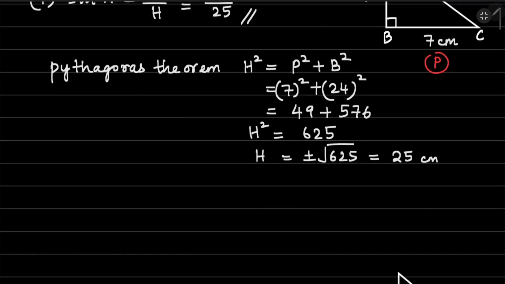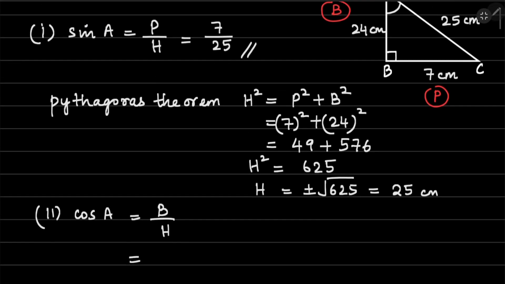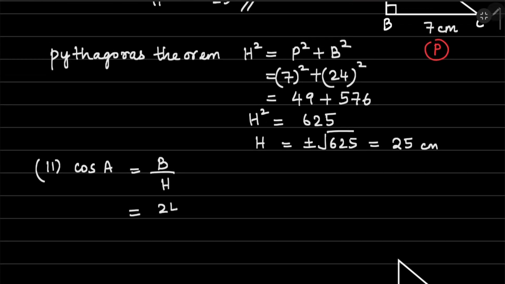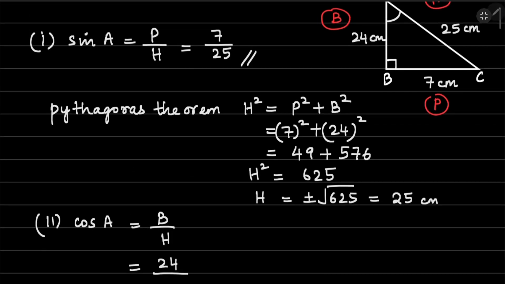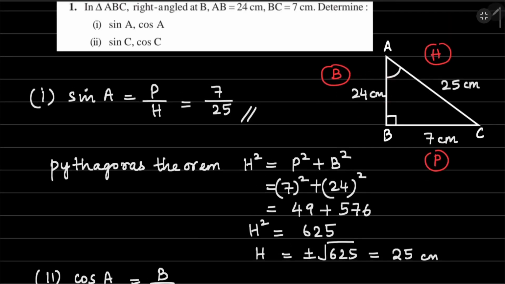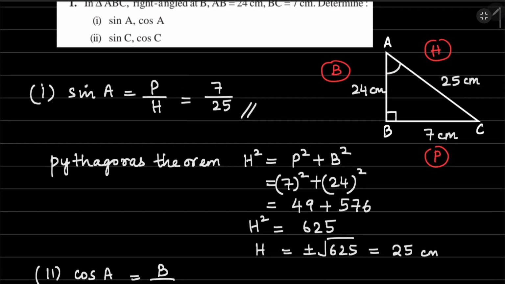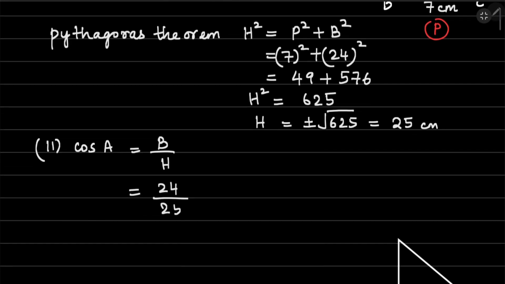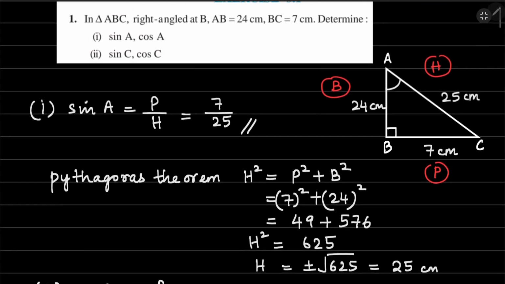Similarly, let us calculate cos A. For cos A, what is the ratio? It is base by hypotenuse, B by H. So what is your base? 24. According to the figure, this is your base. Hypotenuse is 25. So 24 by 25 is the value for cos A. Now, what is the next question?